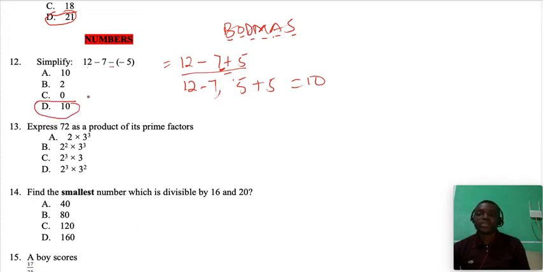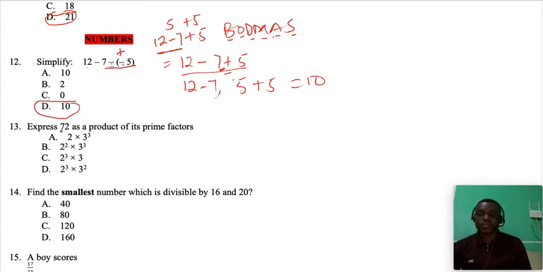So always, because of BODMAS, you deal with the one with bracket first. That's why negative and negative head on will tend to be positive. So it will be 12 minus 7 plus 5. Then 12 minus 7 will give us 5, plus 5 will be 10. And share your answer. Then we are going to question 13.